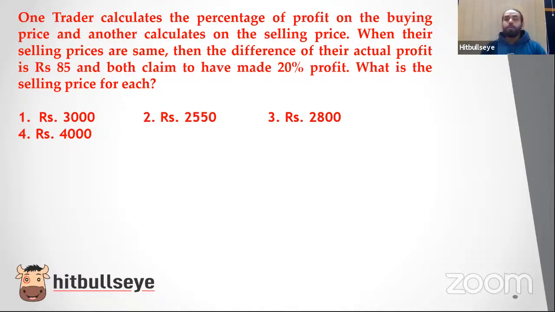Hitbullseye, if I talk about this year, out of the entire 300 seats, 40 seats were taken by Hitbullseye students only. You can imagine how big a number this is. There were 300 total seats, 150 for Rohtak and 150 for Indore. Out of those 300, approximately 40 seats are covered by Hitbullseye students.